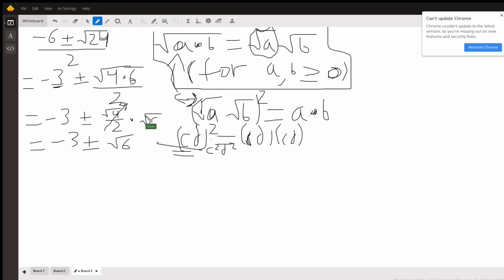Square root of 24 is equal to square root of 6 times 4, which we can only do in one step in this case. Square root of 24 is equal to 2 times square root of 6. That's the numerator. We divide it by 2 to just get square root of 6. And that gives us our other way of getting the answer.